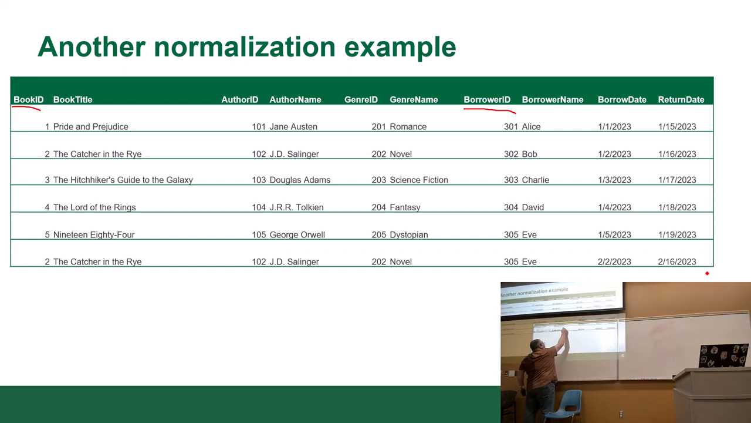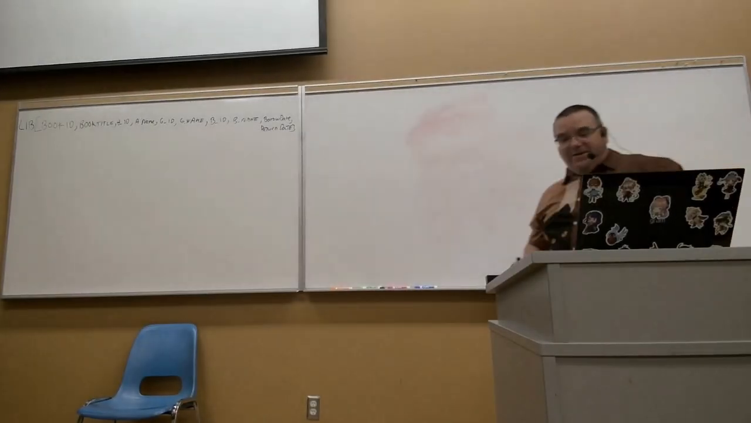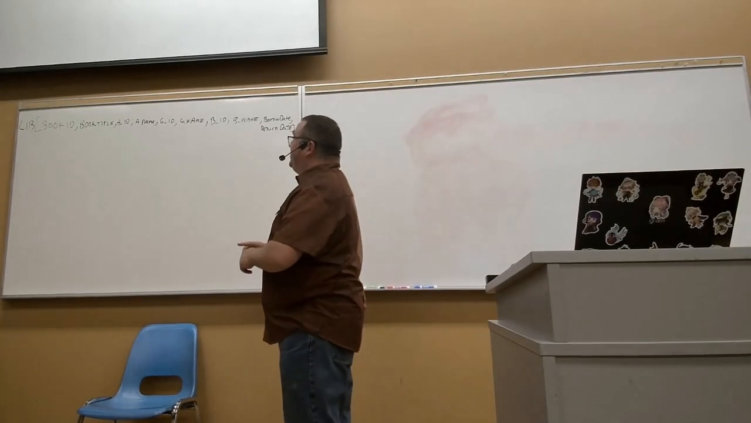A ID, A name, G ID, G name, B ID, B name. Borrow date, and I'm going to have to go under, and then we got the return date. We don't need the rest of the data for now, so there we go. Now we can all read it without having to deal with the text. I apologize how small the handwriting is, it's going to get bigger as we go.